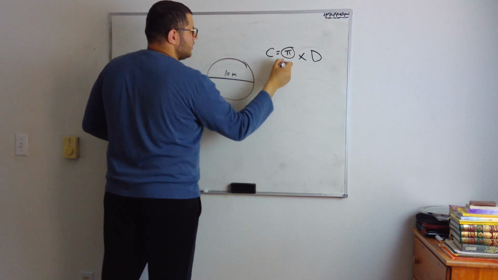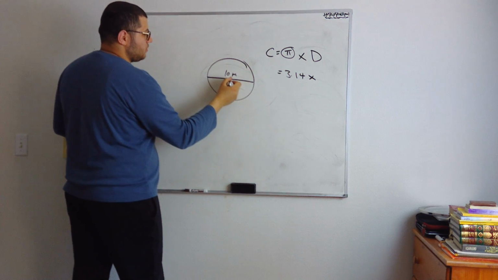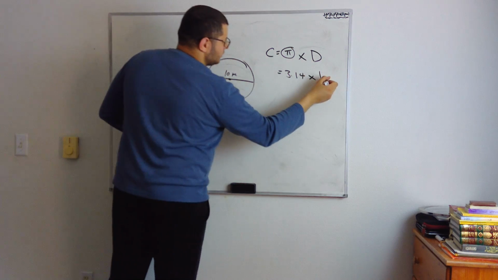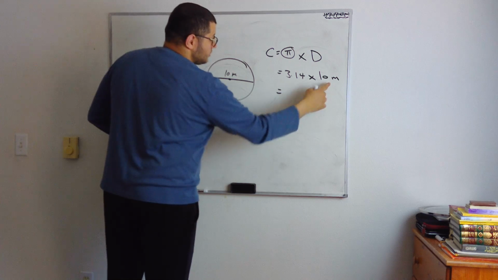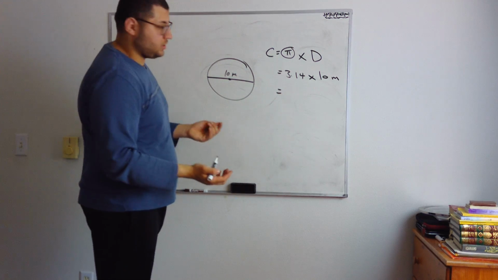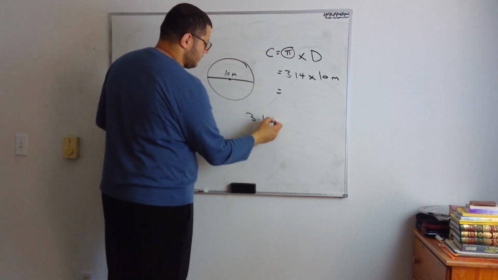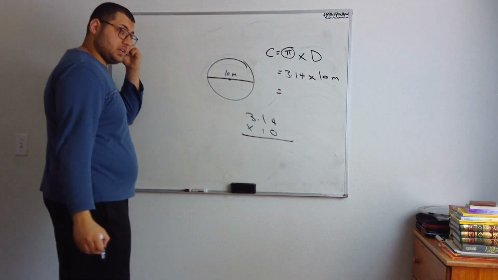Pi times the diameter. Now pi stands for 3.14 times the diameter. What's the diameter? It's going through the middle of the circle, so it's 10 meters. 3.14 times 10 meters. If you are allowed to use a calculator, you may use a calculator. If you're not allowed to use a calculator, then you need to practice how you multiply these numbers together, right? You need to practice how to do that.